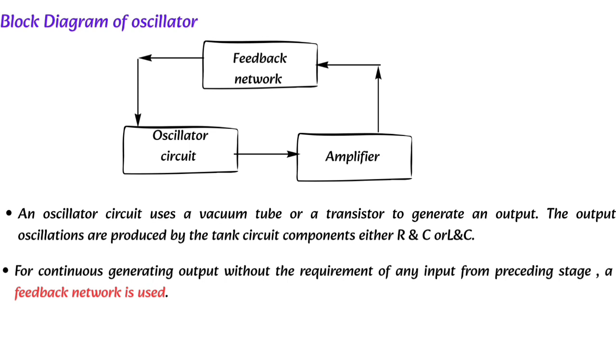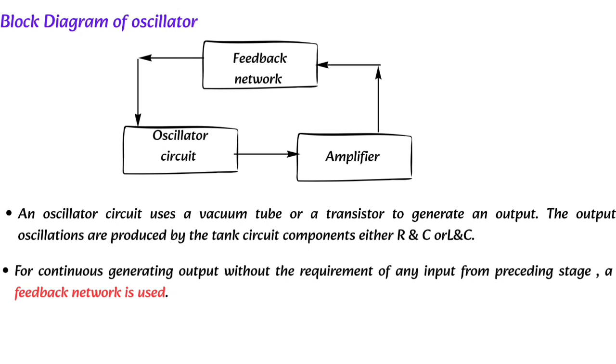Oscillations are produced with the help of the tank circuit. The tank circuit consists of components such as resistor and capacitor, or inductor and capacitor. These components help in determining the frequency of oscillations. Next, we have the amplifier. This amplifier increases the strength of the generated signal so the oscillations can be maintained continuously.